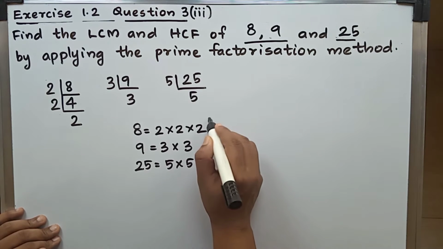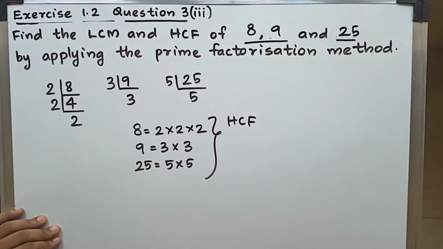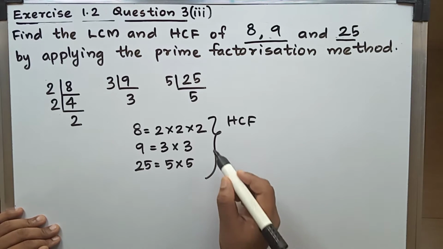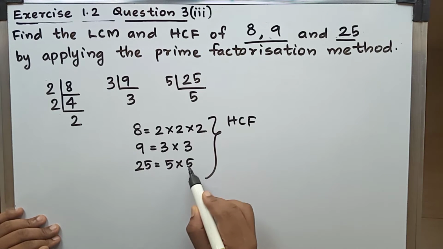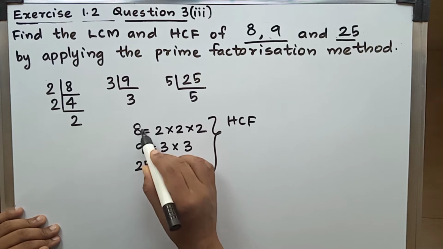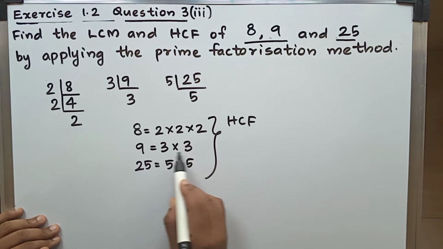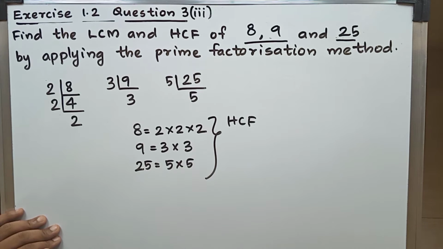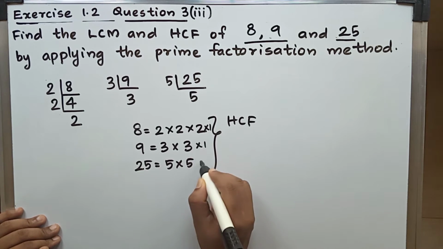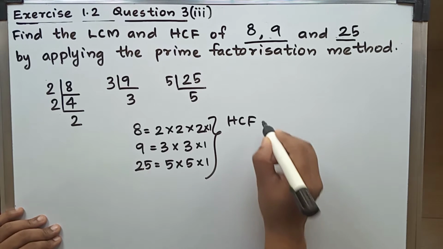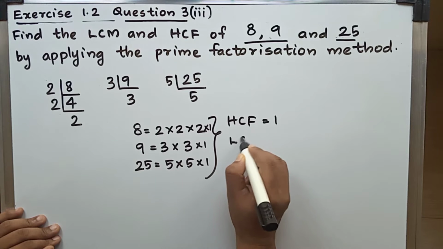Okay, see, what will be the HCF, highest common factor? Does any factor come in common here? No. See, here it is only 2, here it is 3 and here it is 5. So there are no common factors, but we can consider this 1, right? So HCF is equal to 1. Now what is the LCM?